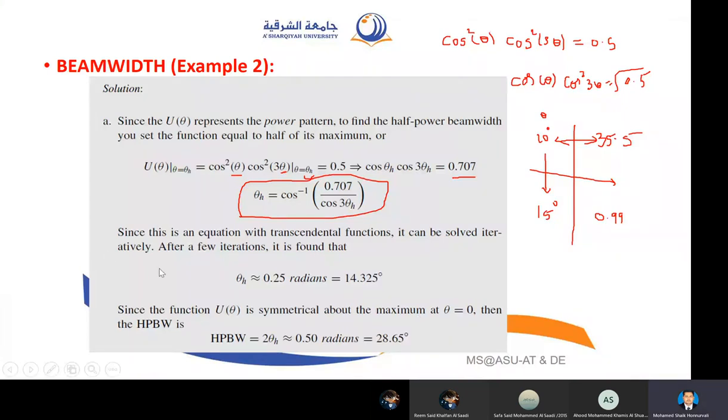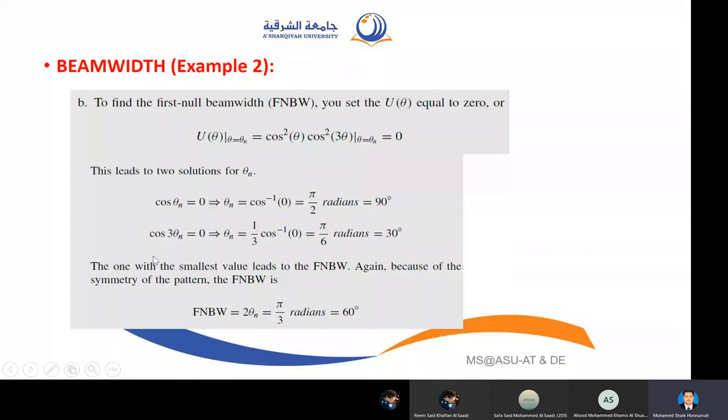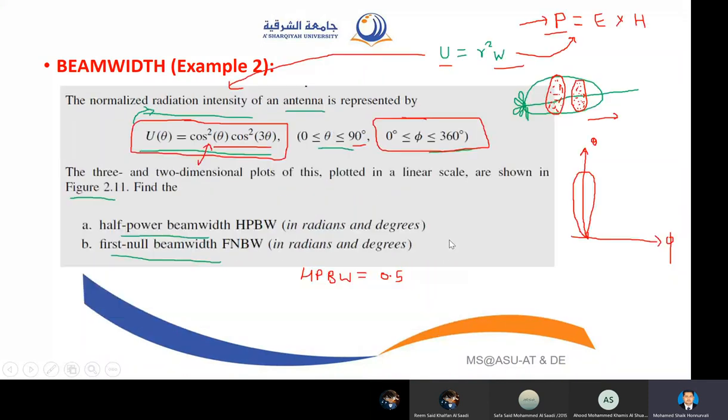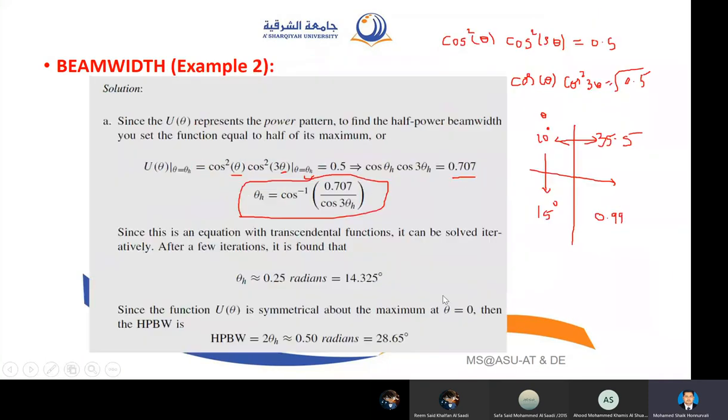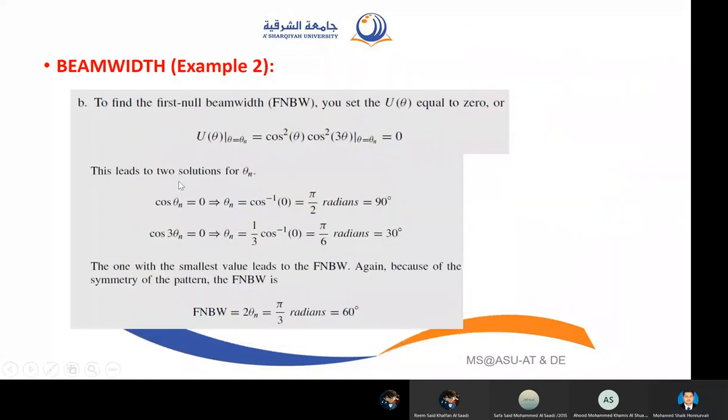Okay, next. Next, we have to calculate the full null beam width. I already said full null beam width is approximately twice that of half power beam width. If I get 28.65, if you multiply by 2, then whatever answer you get is your full null beam width. You can write it that way also, but if you want to calculate more exactly, this is how you do it.